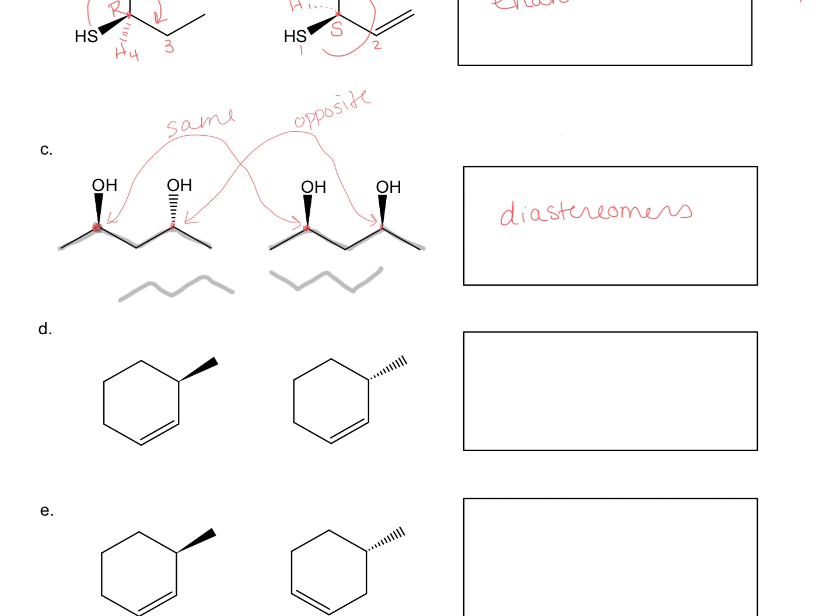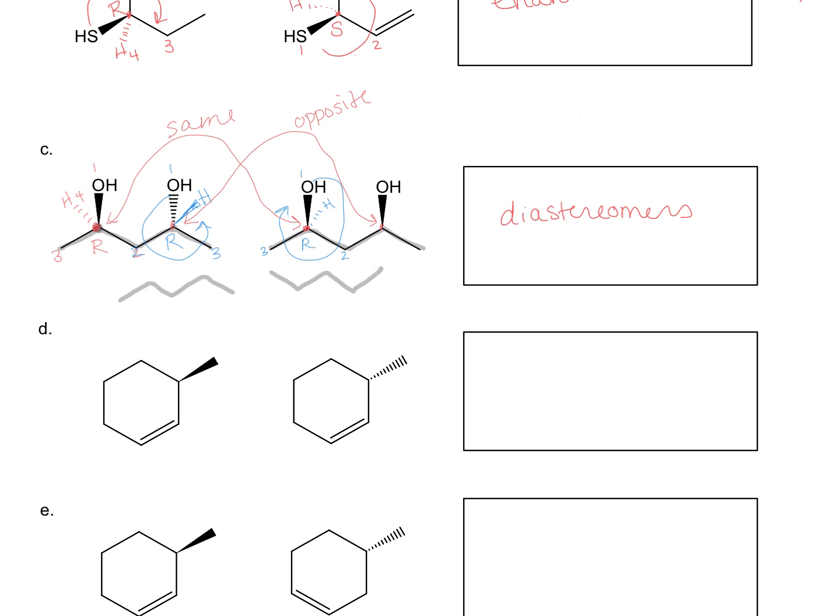Just to give you the full picture, let's determine R or S. So this one goes 1, 2, 3, and the hydrogen is in the back. So this one's going to be R. And then on the other side, 1, 2, 3, and the hydrogen is in the front. So it looks like it's going to be S, but since the hydrogen's in the front, we have to switch it. So it's R. Over here is the same, 1, 2, 3, hydrogen in the back.